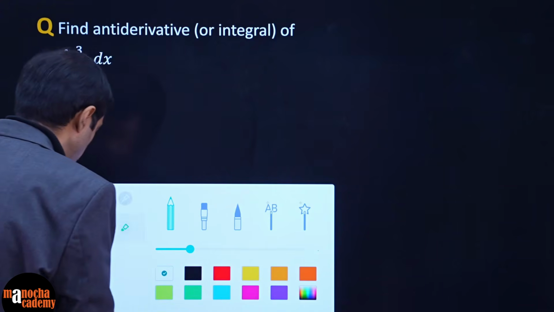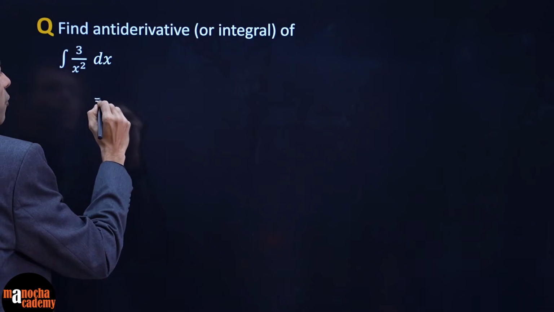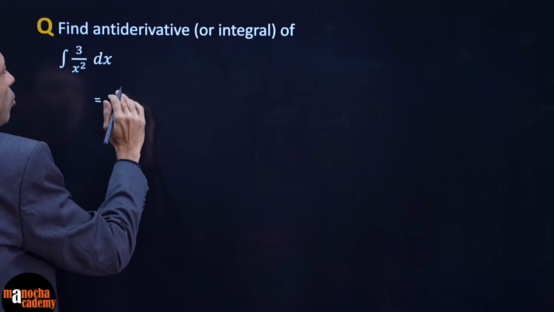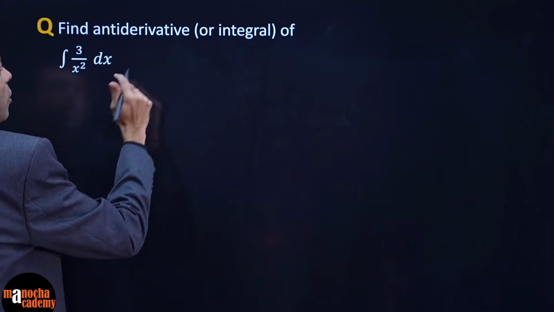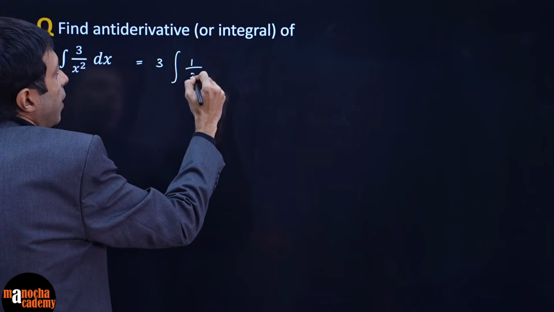It's with respect to dx. So when we are doing this integration, 3 is a constant, x square is our function, right? The actual function is 1 by x square. So we are going to pull the constant 3 out and say this is going to be 3 integration of 1 by x square dx.